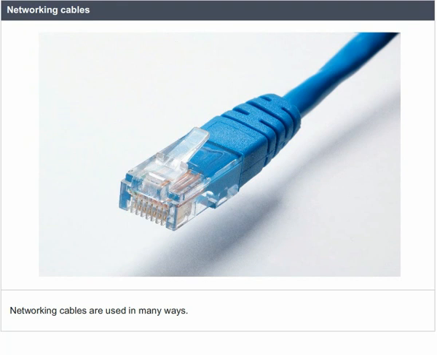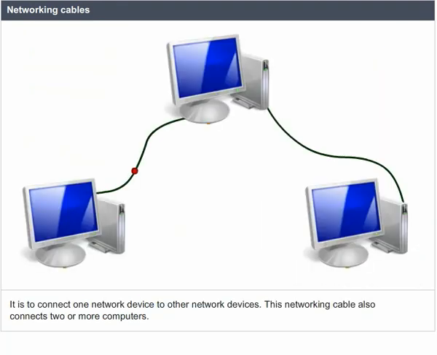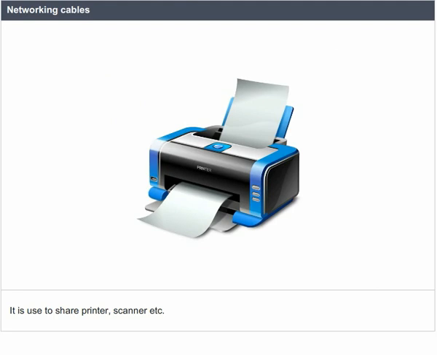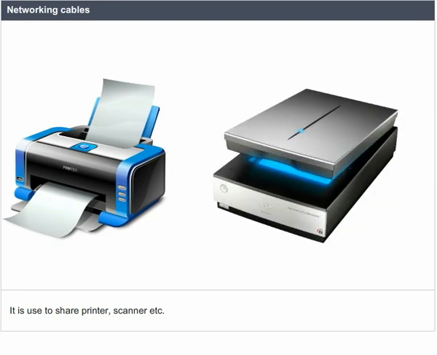Networking cables. Networking cables are used in many ways. It is to connect one network device to other network devices. This networking cable also connects two or more computers. It is used to share a printer, scanner, etc.